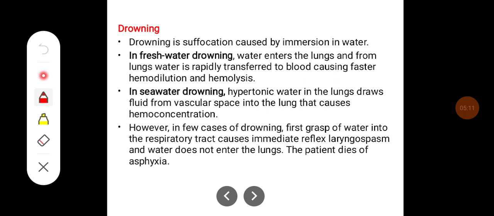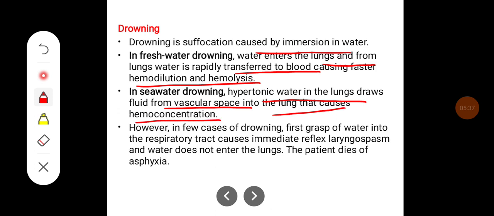Drowning is suffocation caused by immersion in water. In freshwater drowning, water enters the lung, and from the lungs, water is rapidly transferred to the blood, causing faster hemodilution and hemolysis. In seawater drowning, hypertonic water in the lungs draws fluid from the vascular space into the lung, which causes hemoconcentration. However, in a few cases of drowning, the first gasp of water into the respiratory tract causes immediate reflex laryngospasm and water does not enter the lungs. The patient dies of asphyxia.